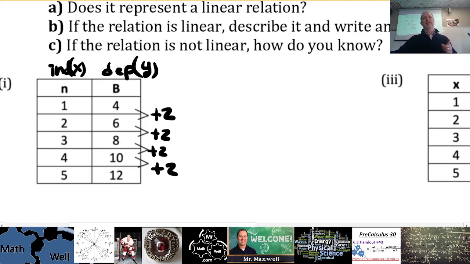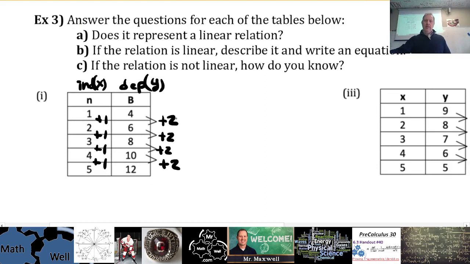We also have to check, though, if the x values are changing consistently as well. Then we know it's a linear relation. So what's happening here? This is plus 1, plus 1, and plus 1. Perfect. They're both moving consistently, so we have a linear relation here. Okay? That's how you know. How are these two related? Does this represent linear? The answer is yes for A. Yes, linear.